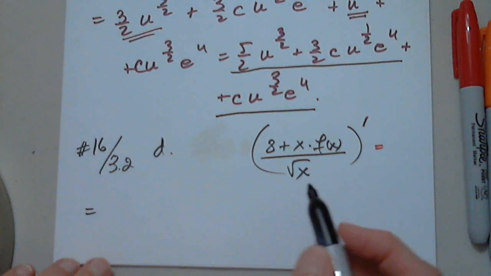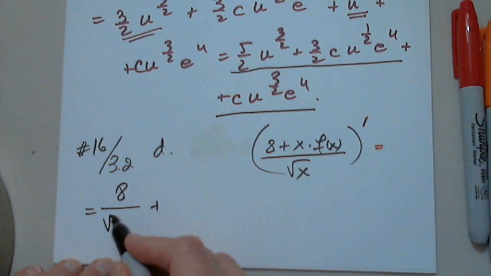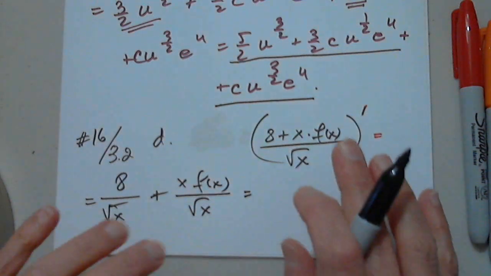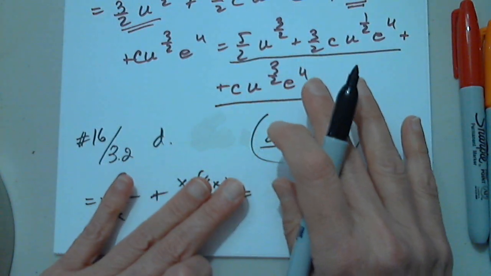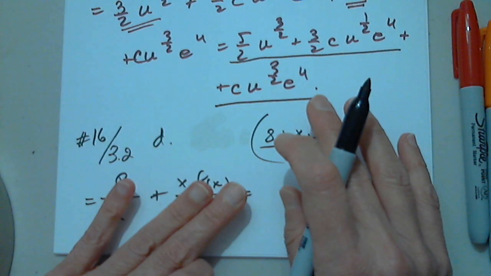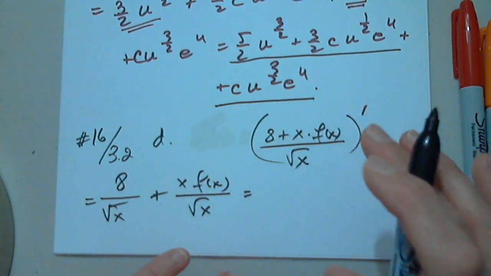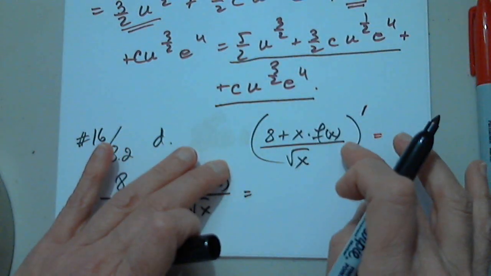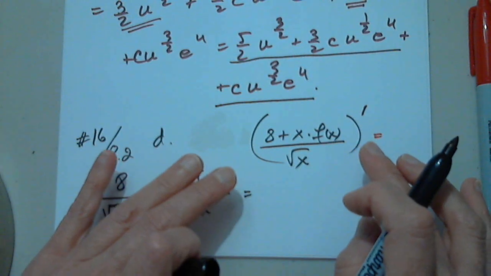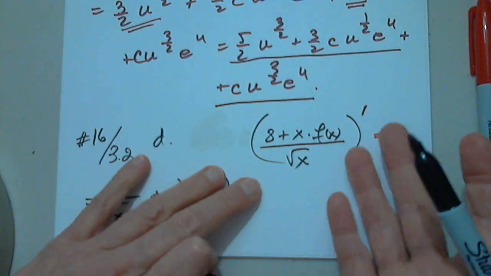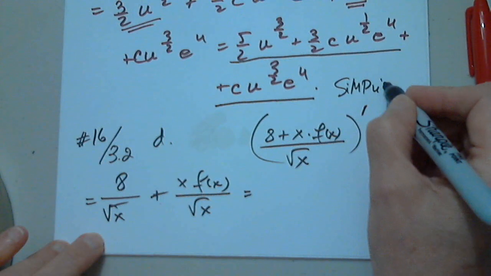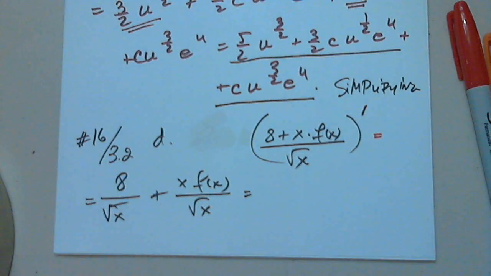Okay. So I will write 8 over the square root of x plus x f of x divided by the square root of x. Do you have to do this? No. But if you don't, you make it so much more difficult. So please remember, simplifying and making this expression easier is always going to benefit you. Can you use the quotient rule? Go ahead. Good luck. What's the rule called that you're getting ready to use? Simplifying. Just simplifying.